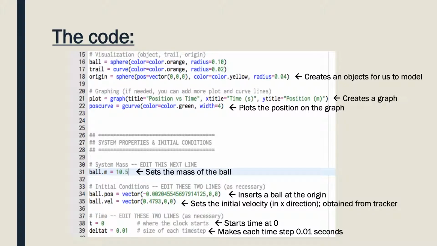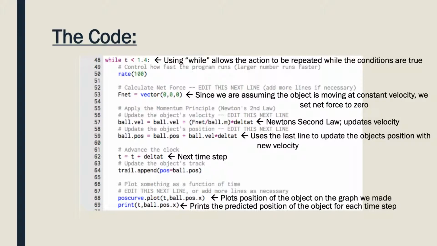In line 38, I set the initial time to 0 and the time step to 0.1. I wanted to choose a small time step because we are doing an iterative prediction of motion. This is because we're using a while loop. A while loop allows us to update the position in very small time steps. This is something that would be very tedious for us to do if we were using pencil and paper. I chose 1.4 to be the time in which the code stops predicting the motion. This is because this is the last time step in the Tracker video.